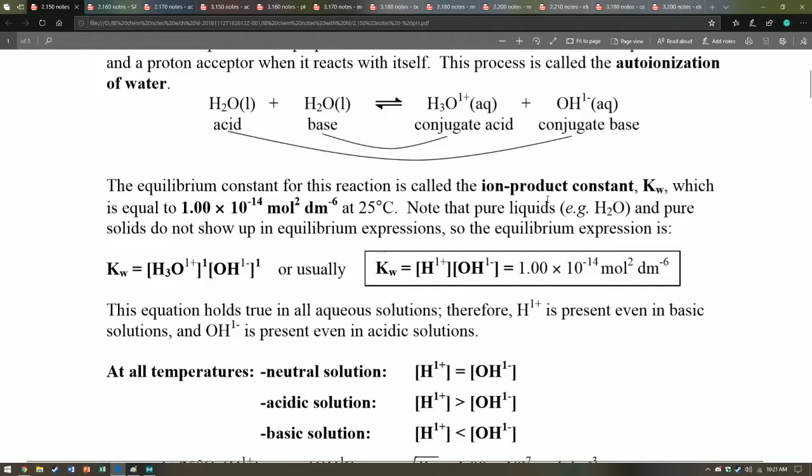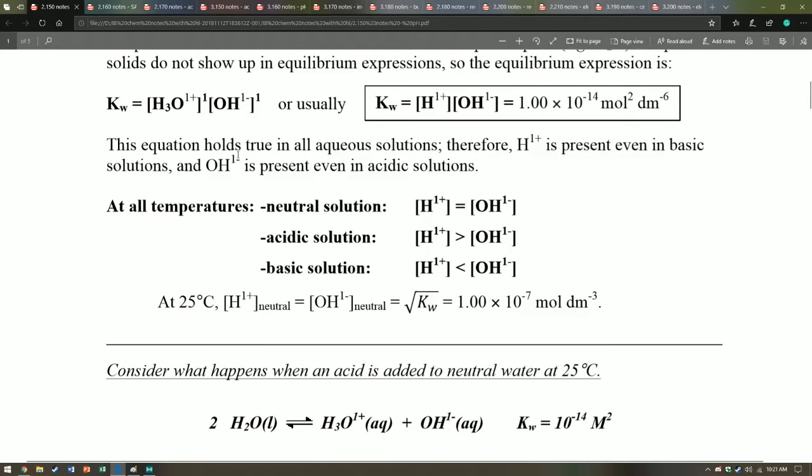Note that pure liquids and pure solids, so water and solids, don't show up in equilibrium expressions, so we can simplify it to this, which is usually written like this in a textbook. This equation holds true for all aqueous solutions, so even if there's a bunch of H plus in an acid solution and a bunch of OH minus in a basic solution, you will always get that Kw is equal to this, more or less.